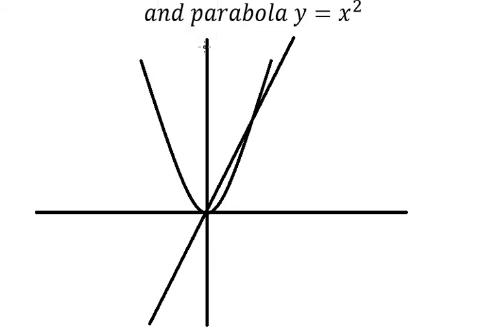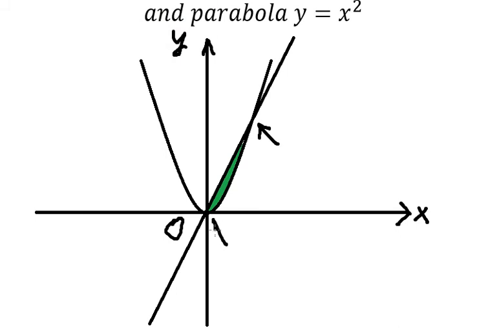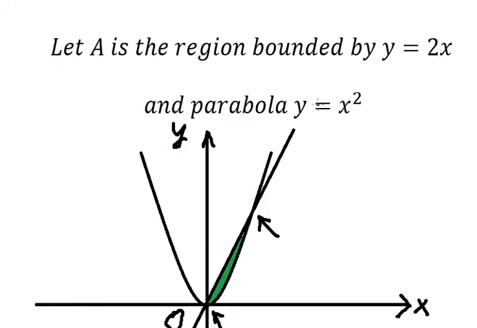Now, we put the value in here. So the region we need to concentrate on is this one. Now, we need to find the intersection here and here. So we have y equals 2x and y equals x squared. So we have y and y.